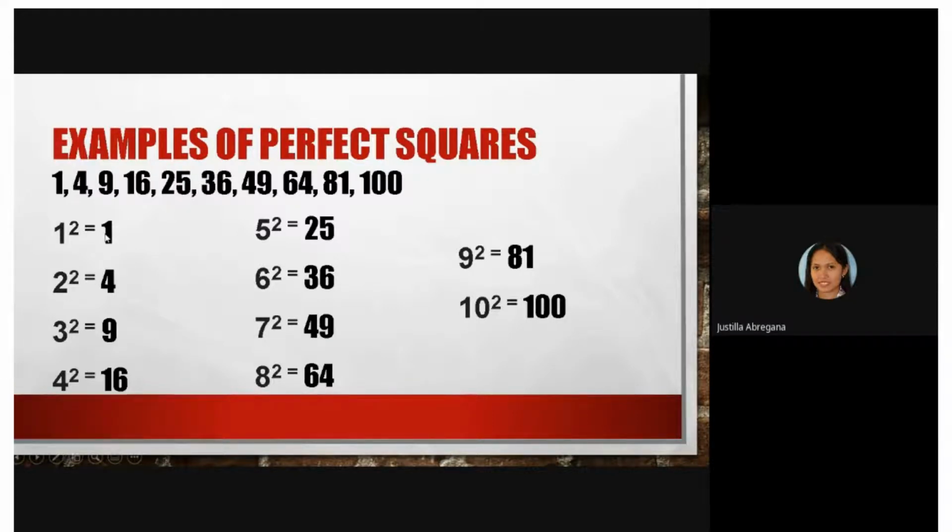Numbers between 1 and 4, so we have 2 and 3. These numbers between the perfect squares are called not perfect squares. So they are not perfect squares. Likewise the numbers between these perfect squares here, we have between 4 and 9, we have 5, 6, 7, and 8. So they are not perfect squares.